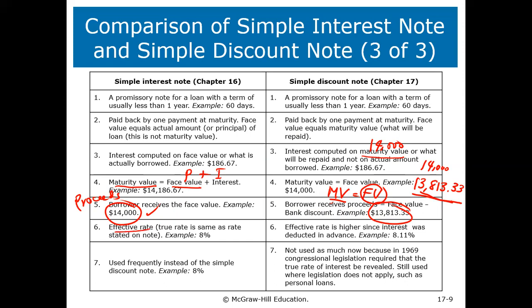Okay, effective rate. For simple interest, the effective rate is the same. That's the one stated in the note, 8%. Okay, 8% is the stated rate. That will also be your effective rate. On the other hand, for a simple discount, the effective rate is higher since interest was deducted in advance. Okay, so always your discount note will have a higher effective rate. Usually this is used more than this one.